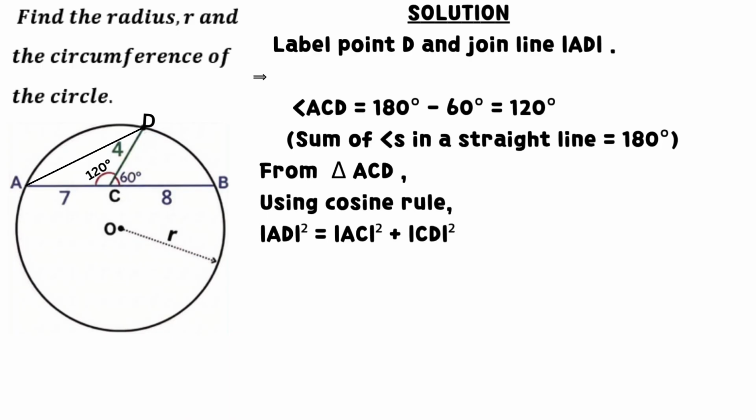From triangle ACD, using cosine rule, the square of length AD equals the sum of the square of length AC and the square of length CD, minus 2 times the product of length AC and length CD multiplied by cosine 120 degrees.